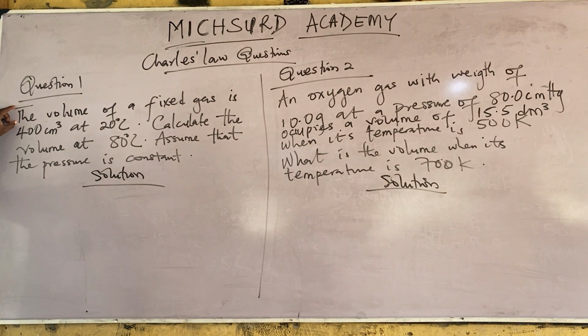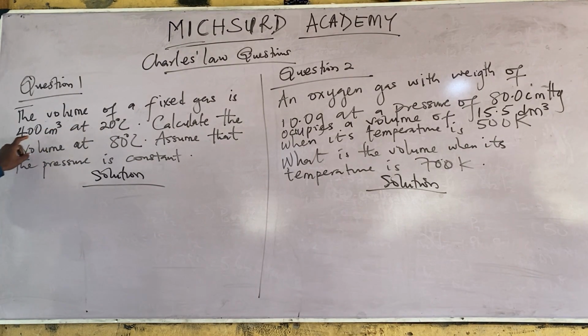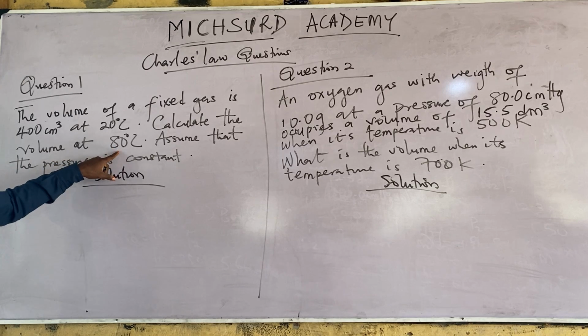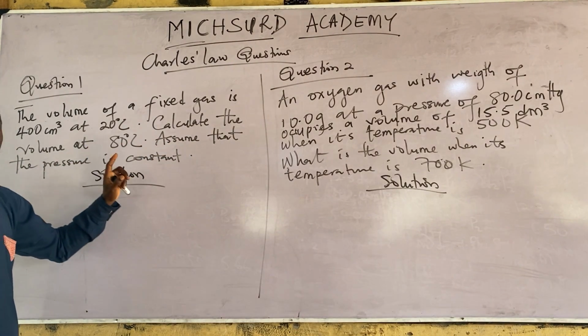We have that the volume of a fixed gas is 400 cm³ at 20 degrees Celsius. Calculate the volume at 80 degrees Celsius, assuming that the pressure is constant.